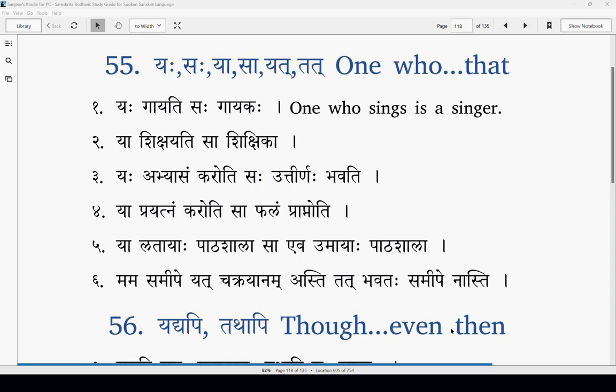Mahodaya, may I ask a question? Yeah. The one who sings is a singer. So in the first sentence, the singer is definitely masculine, right? Yeah. And in the second one, the teacher is definitely feminine. So if you don't mention the gender, then do you use just the masculine or the neuter? How does it work if we don't know whether the singer is a male or a female?